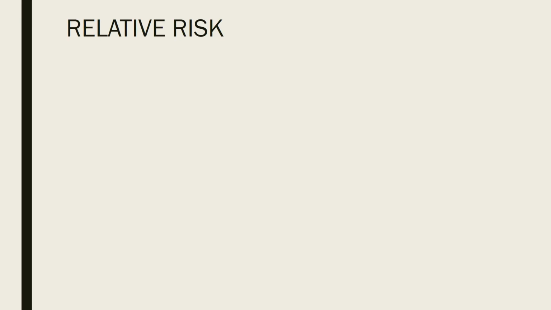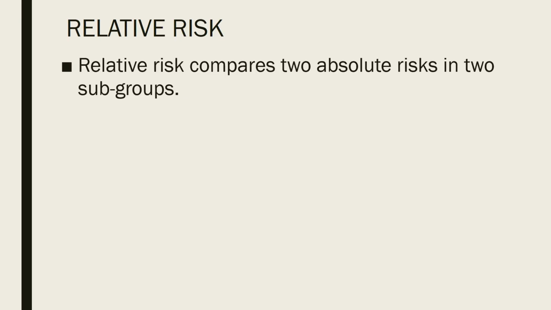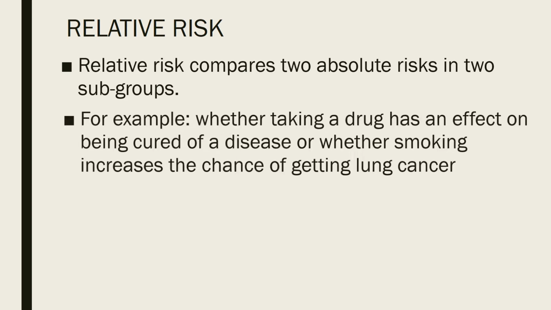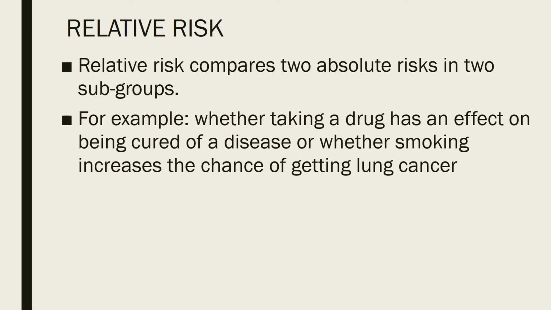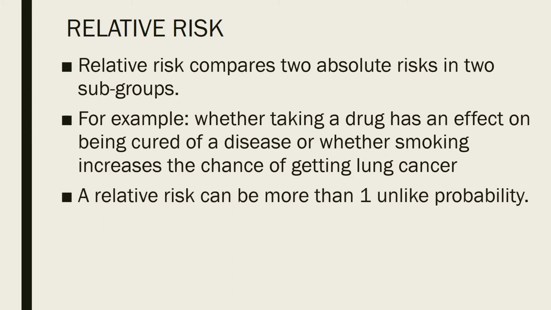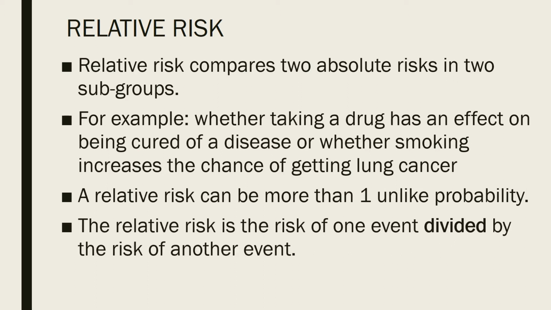Relative risk compares two probabilities in two different groups, so it's a comparison really. For example, whether a drug has an effect of curing a disease, or whether smoking increases the chance of getting lung cancer. Relative risk can be more than one, which is completely against everything that we've done in probability so far. The relative risk is the risk of one event divided by the risk of another event, and we'll look at that.